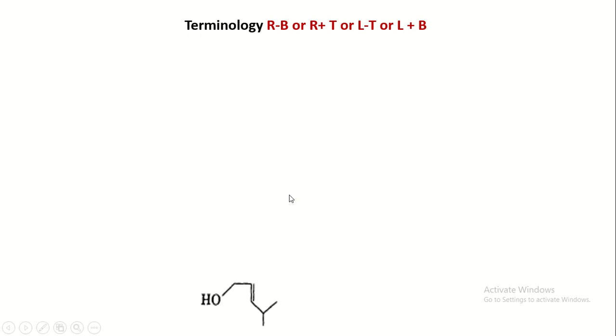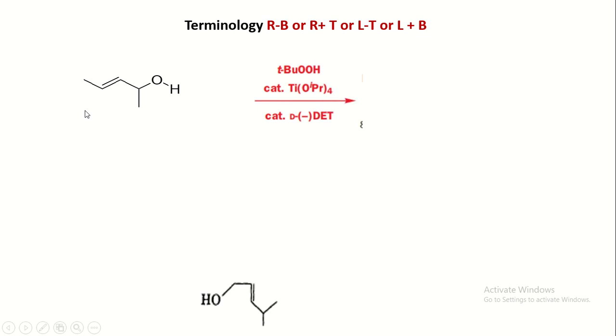Now in the next reaction, the alkene is present in the horizontal manner. First, rotate the alkene such that it is present in the vertical manner, and the OH group in this alkene is present at the right hand side with respect to the double bond. Therefore, use either R minus B or R plus T terminology; the configuration is minus. Therefore, by using R minus B terminology, the position of the epoxide is B, meaning back side. Therefore, it gives alpha epoxide.